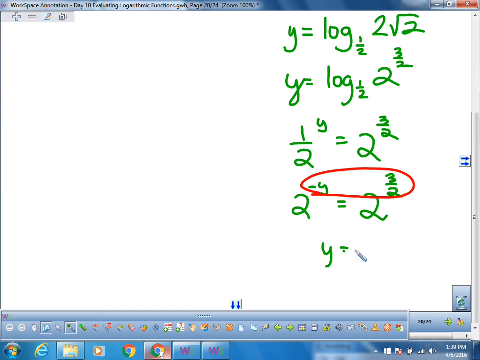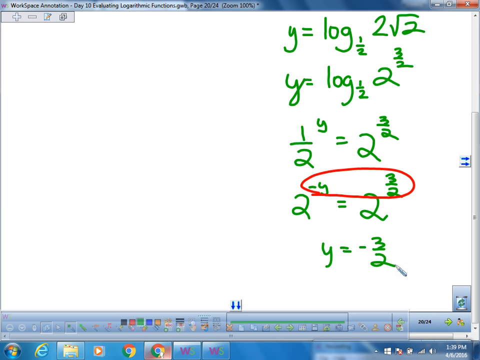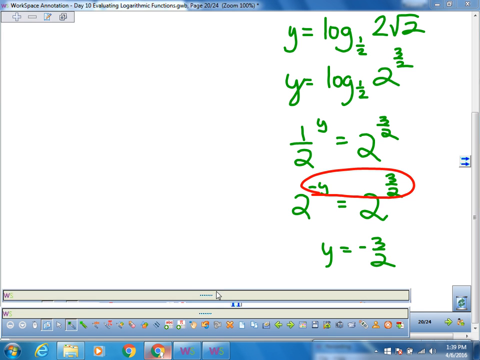On your homework, this is y equals -3 halves. You should reference this in your homework. You're going to have that in your homework. Wow, you got through it with 30 seconds to spare. All right, good job, guys.